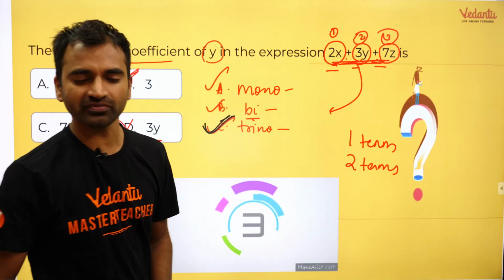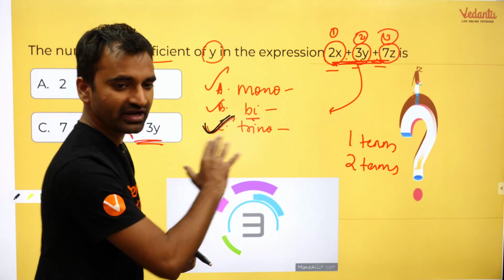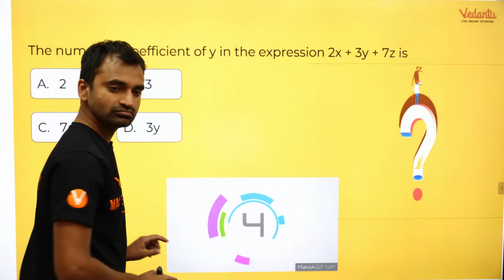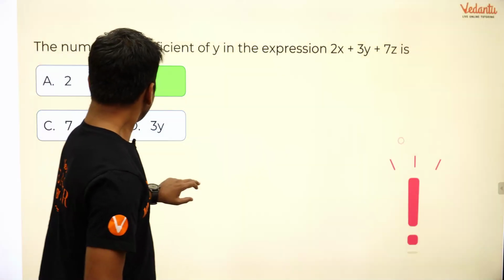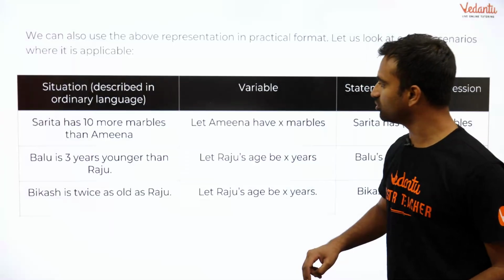Very good. So somebody asked me while registering for this webinar, they wanted to know what are monomials and binomials, right? I hope your doubt is clear. Okay. Shall we move on to the next question? Right, everyone? Okay. So 3 was the right answer. Very good.